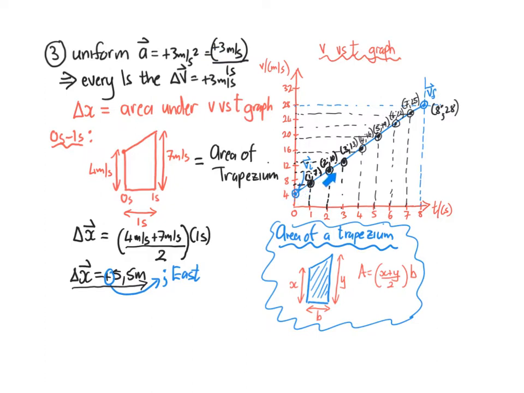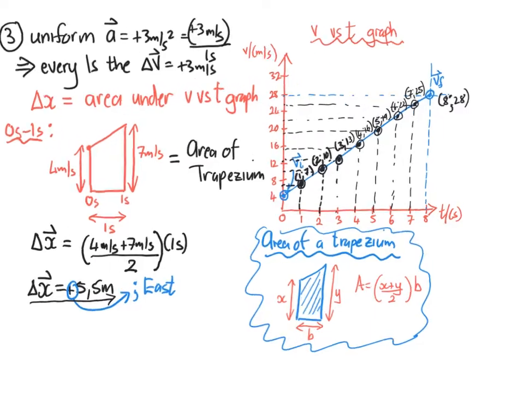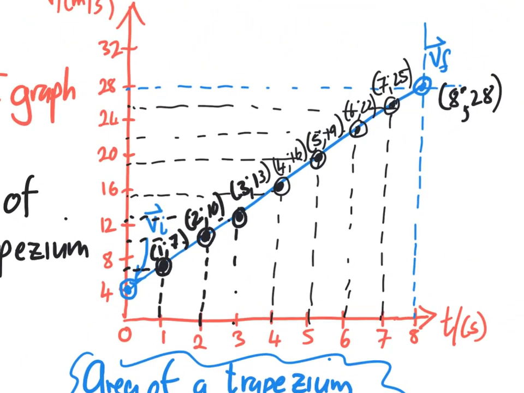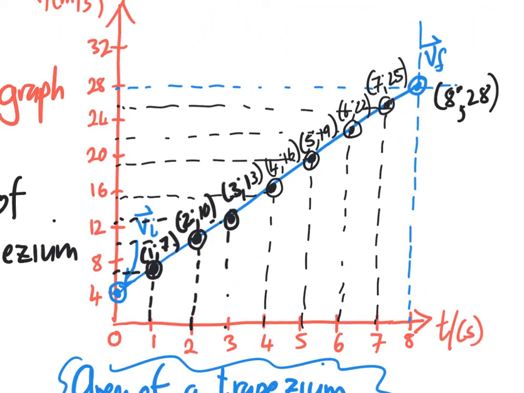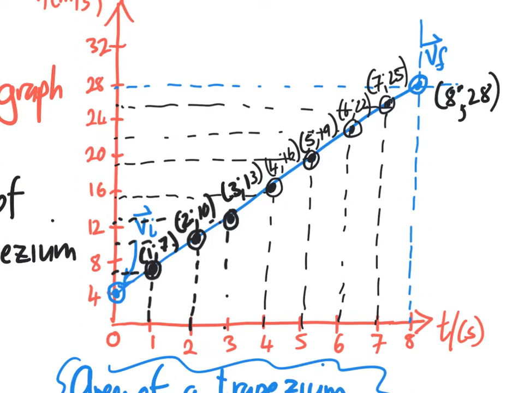Therefore, we get a straight line. Now, for this particular problem, we actually need to be able to work with the areas under the graph successively for each second being added to the motion.